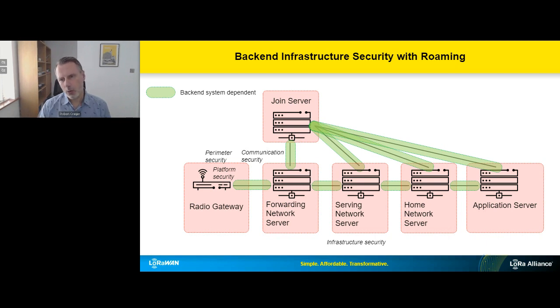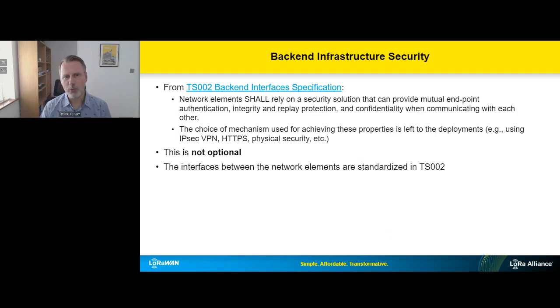So what we'll look at now is focusing on the communication security between these. Again, we have the TS2 backend interfaces specification, and this has a clause in it which says network elements shall, again, capital letters, so this is a requirement, shall rely on a security solution that can provide mutual endpoint authentication, integrity and replay protection, and confidentiality when communicating with each other.